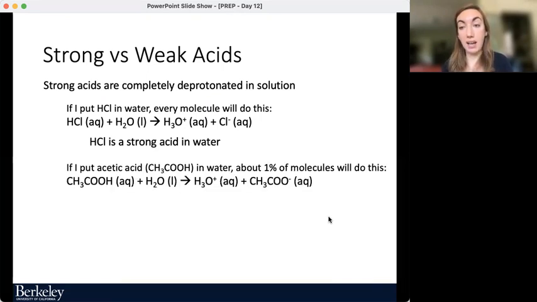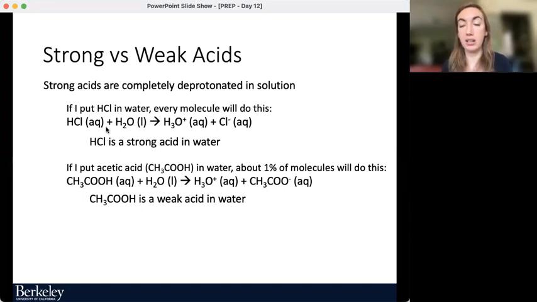If I put acetic acid, which you don't have to know what that means yet, but it's CH3COOH, in water, about 1% of these CH3COOH molecules will lose their proton, becoming a -1 charge and giving their one proton to water, making H3O+. So 1% of the molecules will go through that reaction and give up their proton. The other 99% will keep it. So acetic acid, or CH3COOH, is a weak acid. Only a small fraction of those molecules will go through the reaction.